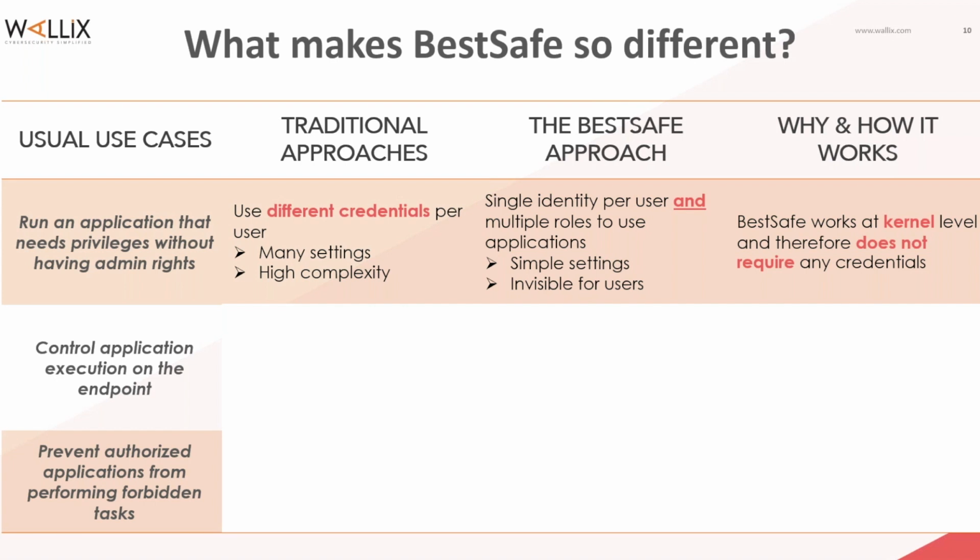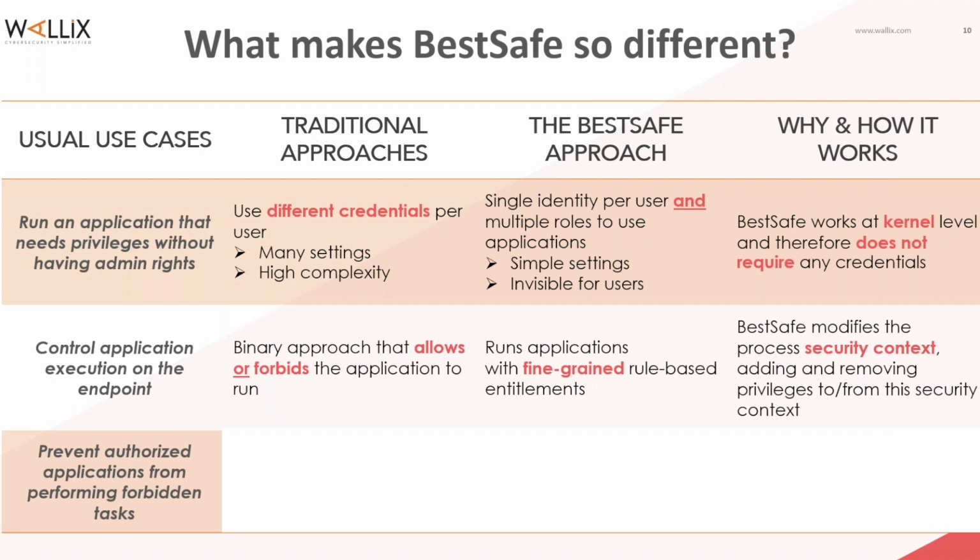BestSafe offers additional control options, such as preventing certain applications from running for some users but not for others, preventing all applications from running except those on an authorized list specific to that endpoint, preventing all or some applications from accessing specific local or network directories, and ensuring that applications can run but never giving them privileges even when the user launching them has elevated privileges. This last feature enables organizations to protect endpoints from malware even while allowing admin rights for certain users.